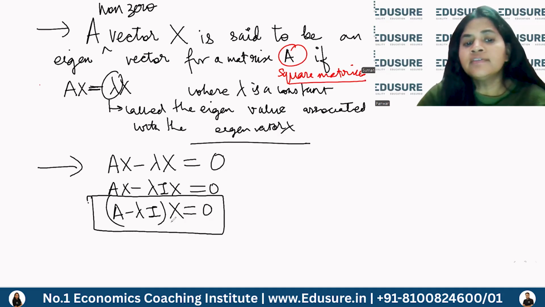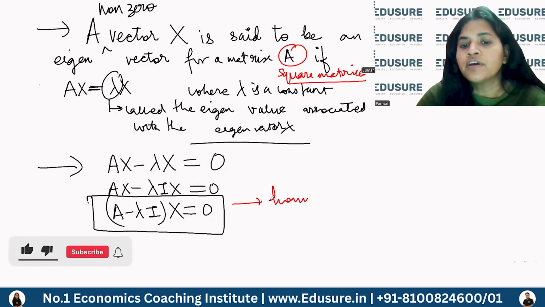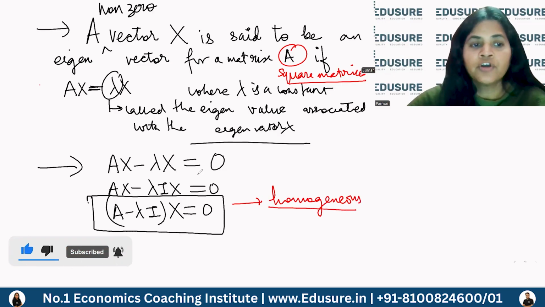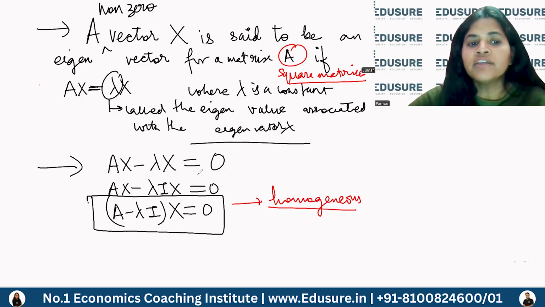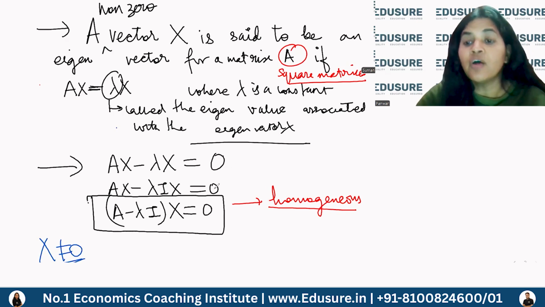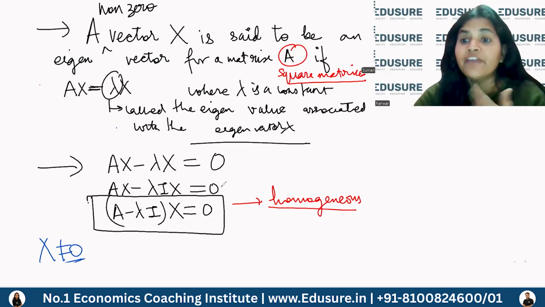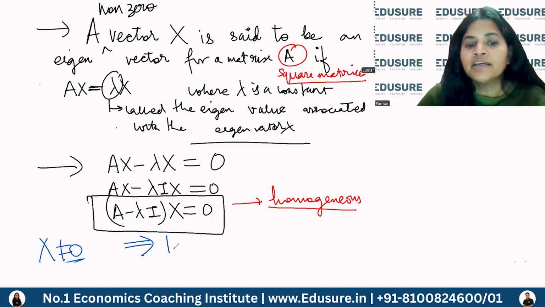This is a homogeneous system of equations. Why is it called a homogeneous system of equations? Because the right hand side is equal to 0. We know that the zero vector is always a trivial solution to a homogeneous system of equations, but here x is not equal to 0. A homogeneous system of equations has a non-zero solution if and only if the coefficient matrix has a determinant equal to 0. So that means the determinant of A minus lambda I is equal to 0.